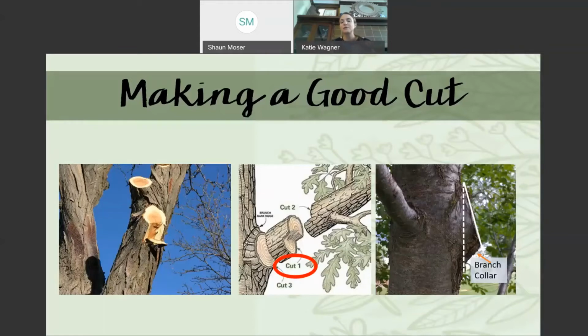And the reason why we do that, and we don't do a flush cut like we can see over here, this would be a flush cut. We want to avoid that. Instead, to make that proper cut, we're doing it at a little bit of an angle, and we're leaving it outside of the branch bark ridge and the branch collar, so these natural swelling points. And the reason why we do that is because then the tree has the best ability to seal off and compartmentalize that damage.